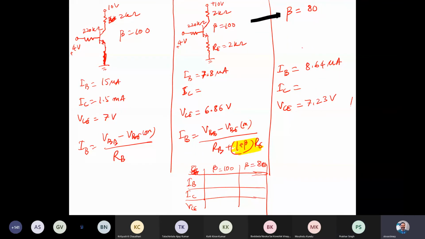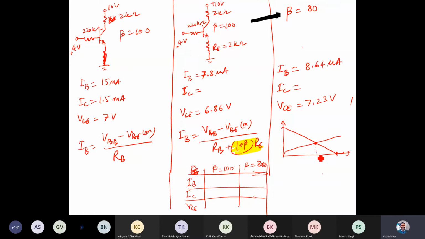Suppose this had not been the case. If we had done it for this circuit, which is without RE, in that case, if the beta had been 80, I think we can just make a comparison. So this is, let's say, for this kind of circuit, RE present. If I make a plot, I think this is what I'm trying to make you understand. Let's say this is the characteristics for the transistor, and this is the load line. So there's a variation, right?